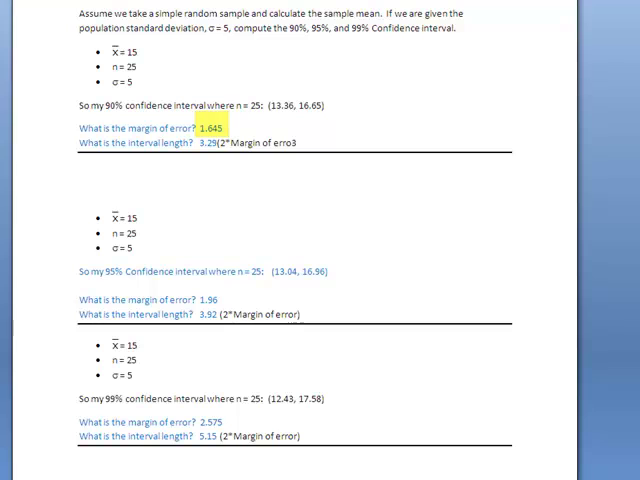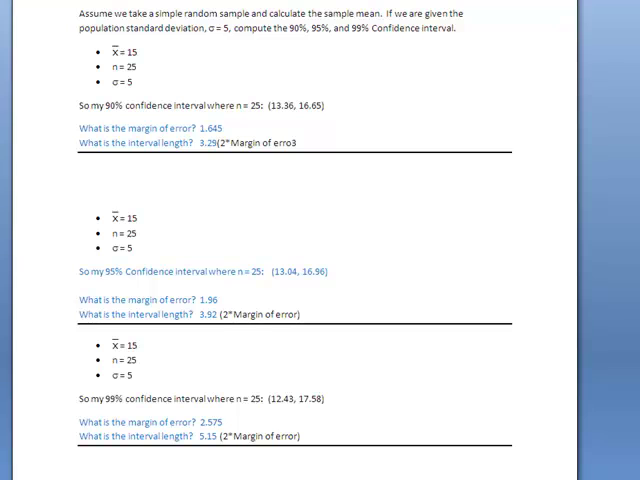Let's see what happens if we increase our confidence level to 95. Well, our margin of error goes up to 1.96. So the interval length increases to 3.92. Now let's look at what happens if we go all the way to a 99% confidence interval. The margin of error increases to 2.575 and the interval length to 5.15. Quite an increase. So we see as we increase our confidence level, we increase the length of our interval.